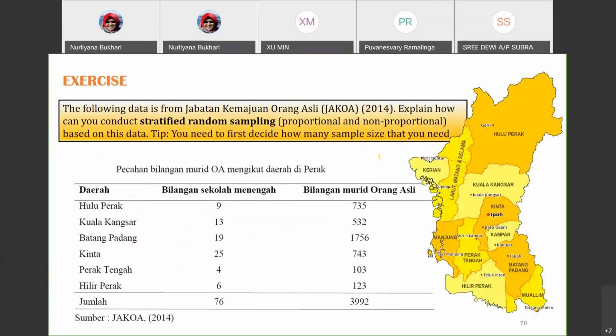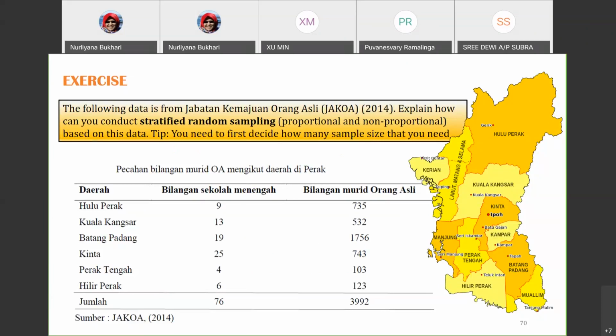Any question? Oh yeah, this is the exercise if you want to test stratified random sampling. Do it for both proportional and non-proportional. This is real data from JAPWA, Jabatan Kemajuan Orang Asli. This is basically the aborigines, how do we translate Orang Asli? The natives, mostly they live in rural areas.